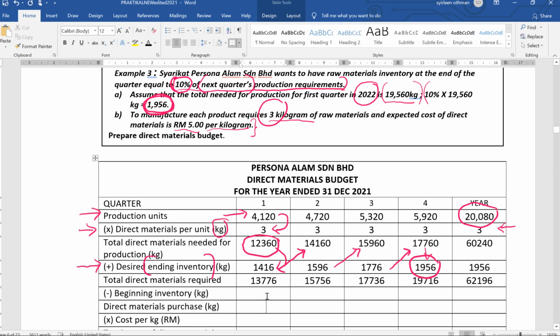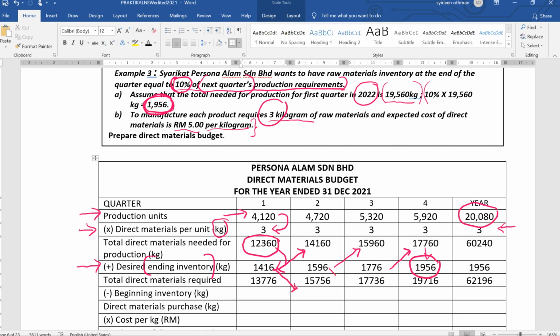And then we will minus the beginning inventory. As I already told you earlier, the beginning inventory here is actually taken from the ending inventory of the previous quarter. So if you see, this ending inventory here in the first quarter will be the beginning inventory for the next quarter.